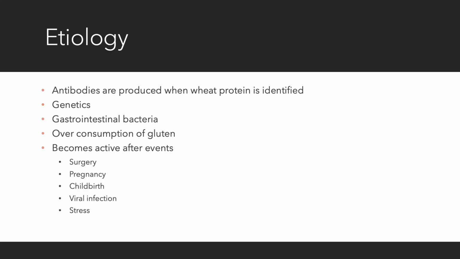The etiology of celiac disease is still pretty unknown just because it's a fairly new disease. What we do know is that antibodies are produced when wheat protein is identified in the body. The first cause of how celiac disease occurs is through genetics. Another cause could be gastrointestinal bacteria. In addition, sometimes when the body overreacts to the consumption of gluten, the villi that are lined in the small intestine become affected, and we'll discuss that later in the pathophysiology section of this PowerPoint.